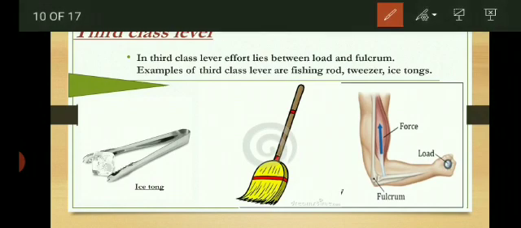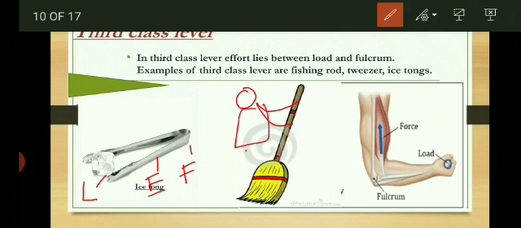Let us check where the points are, that is load, effort and fulcrum. In the ice tongs you can see here is the load where ice is there, here is the effort point, and here is the fulcrum point. When a broom is held by a person using two hands, it is the fulcrum point, one hand is the effort point, and here is the load point.